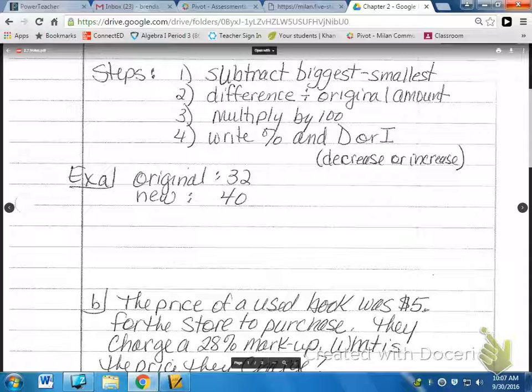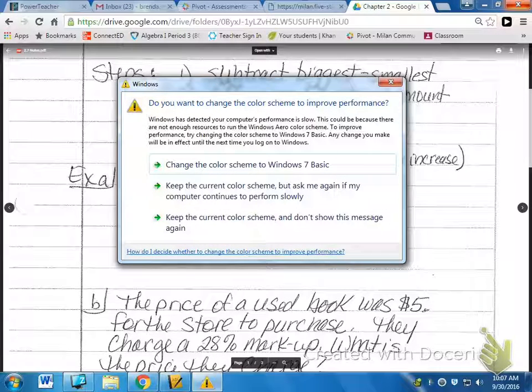Like enrollment of a school, what it was last year compared to this year. Tuition for a particular college from when it opened till what it was this year or something like that. There's always an original amount, whatever came first, and a new amount. What I want you to do is the first thing is to subtract the bigger of the two. Now that doesn't mean whether it's got to be the first one or the new one. It's the biggest one minus the smallest one is what I want you to do.